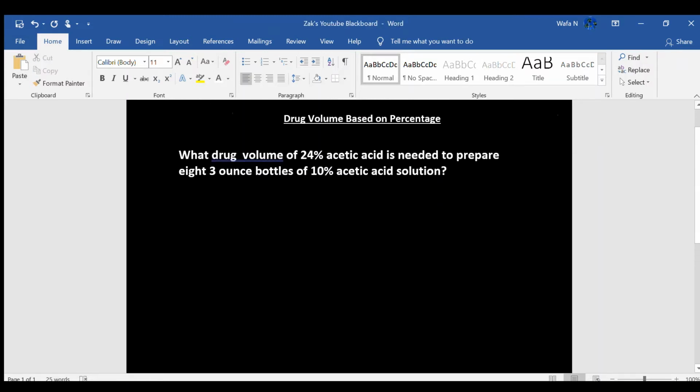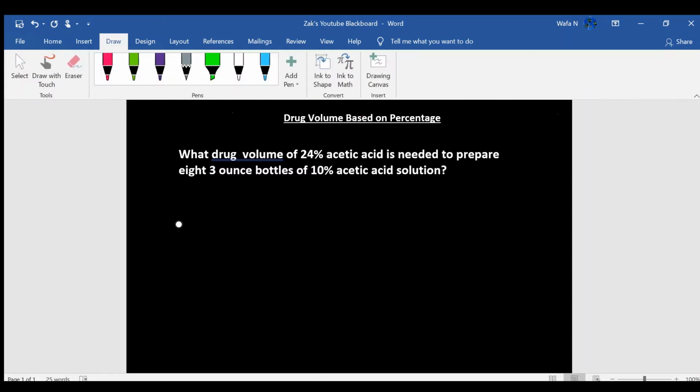The question is related to drug volume and percentage. The question asks: what drug volume of 24% acetic acid is needed to prepare 8 3-ounce bottles of 10% acetic acid solution? Yes, it's very short, but it has a lot of detailed information that we'll need to decipher. So with that, let's get started.